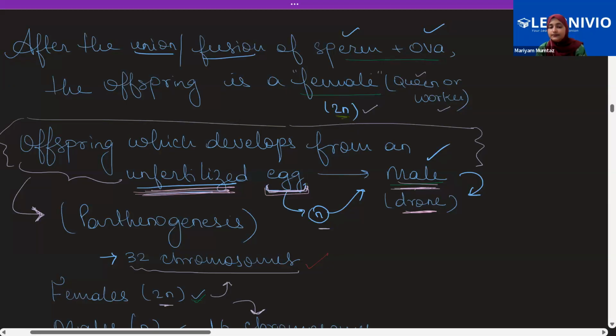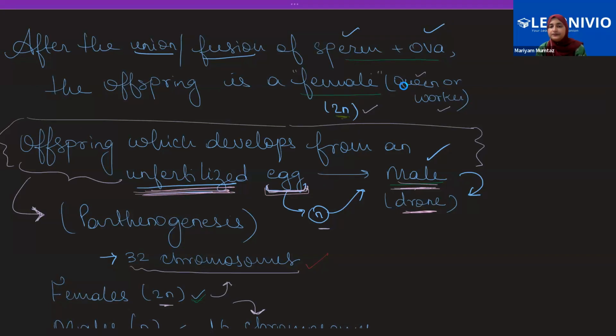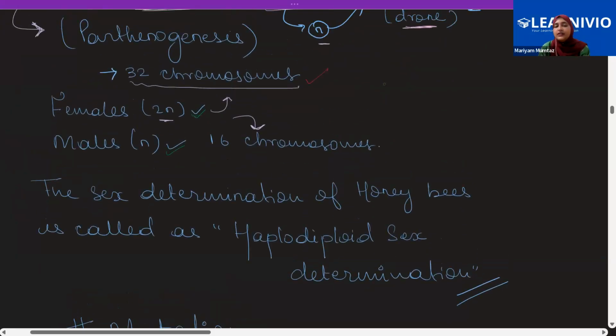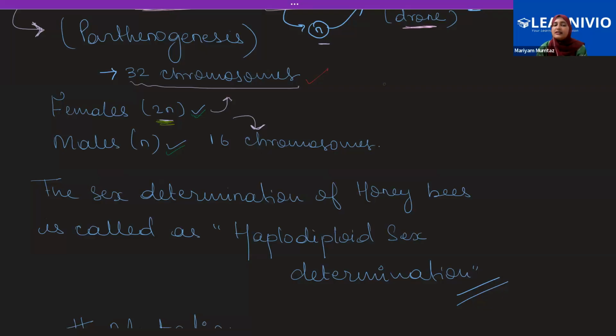Clear? Does anyone have any doubt? Now, in the case of honeybees, they have 32 chromosomes, right? The females will be diploid after the fusion of egg and sperm, and they will be having 32 chromosomes. But since the males are formed because of the unfertilized egg and not because of fertilization, the males will be having half the number of chromosomes as compared to the females. So the males will be haploid. Clear, students?